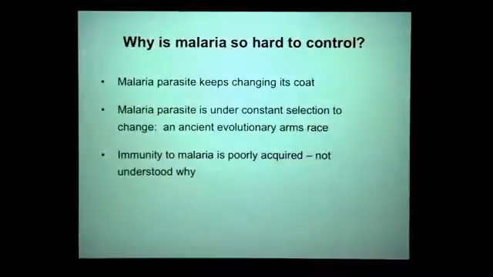So why is malaria disease and the malaria parasite so hard to control? I'm going to try and cover some areas which contribute to that. So one key area is that it keeps changing its coat, avoiding immune detection, and I'll cover some of these other areas along the way.